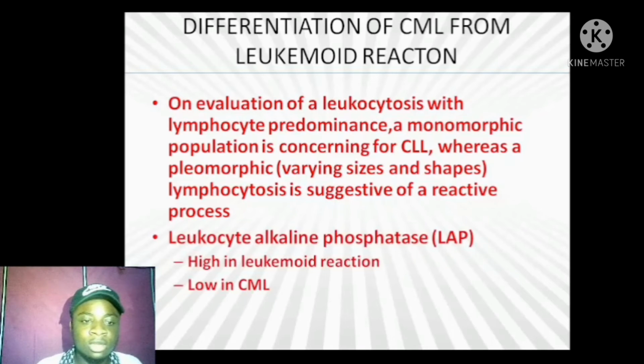Another one that you can talk about is the leukocyte alkaline phosphatase, LAP. LAP is high in leukemoid reaction. Take note of that. But it is very low in chronic myeloid leukemia. In fact, sometimes you will not even see LAP in chronic myeloid leukemia. So very important.